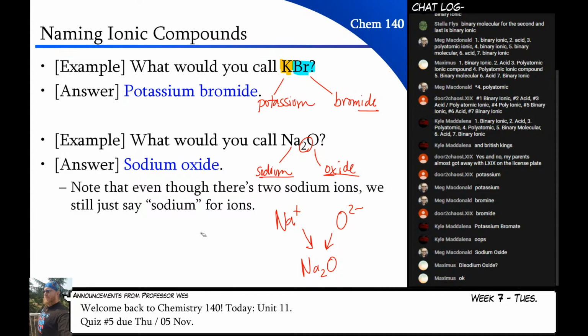Okay? And in fact, you can't number how many there are. If you wrote disodium oxide, that is wrong. It would get flagged as incorrect, and people wouldn't know what you're talking about. Because sodium and oxygen combine together in only one way, and that's sodium oxide.